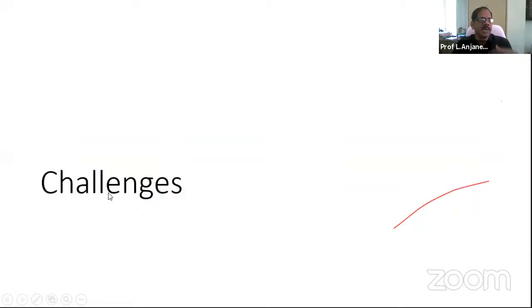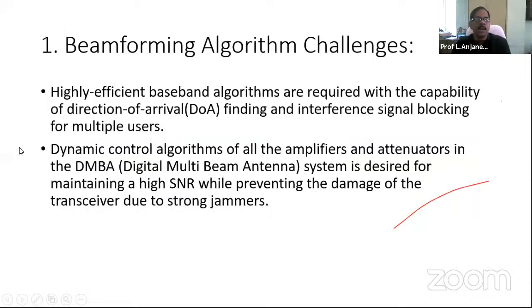And there are several challenges whenever you want to design multi-beam antennas. One is the beamforming algorithm challenge. Highly efficient baseband algorithms are required for the proper direction of arrival. From which direction the beam is coming, it has to identify, then switch the beam in that direction. Therefore, we need very high-speed direction of arrival algorithms to find the direction from which the signal is being received. And also a digital multi-beam antenna is desired. That means how do you steer the beam, how do you form the multiple beams, is one challenge. It is because you have to find out DOA.